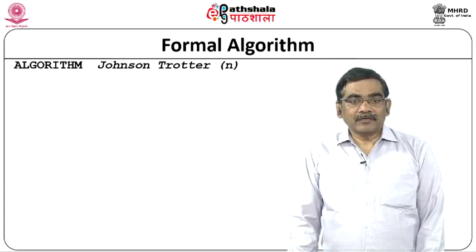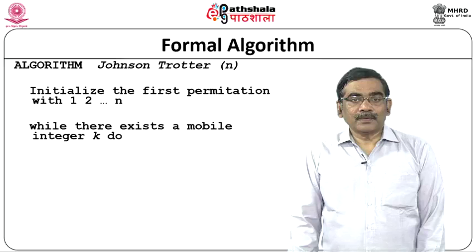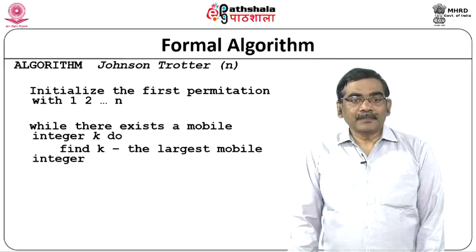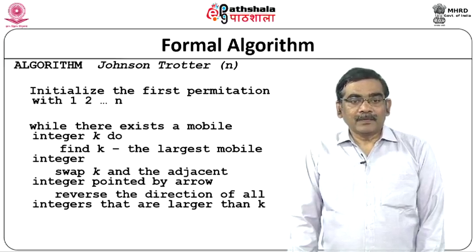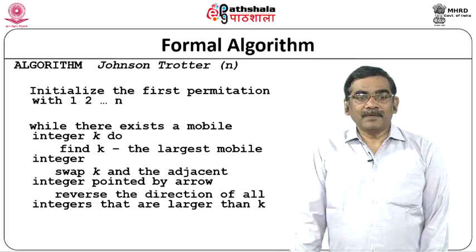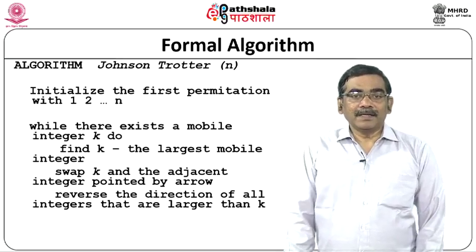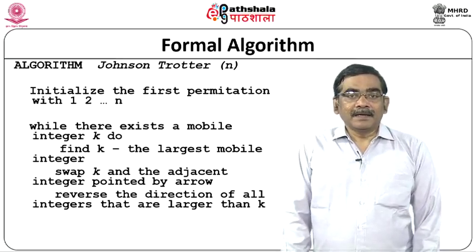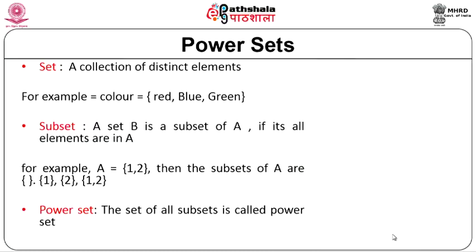So, this is the formal algorithm. I am generating the permutations while there exists a mobile integer, then find k, then swap with the adjacent element, and once this mobile integer reaches the left hand side, then reverse the direction and repeat.